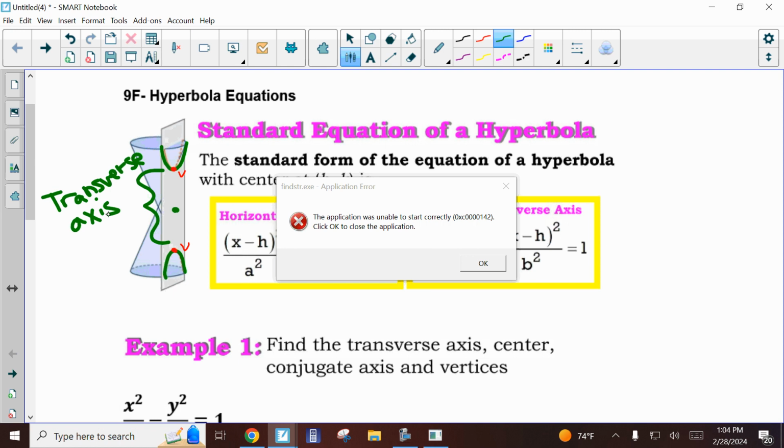We're not going to do any graphing today, but you should know just by looking at the equation which direction the shapes are going.